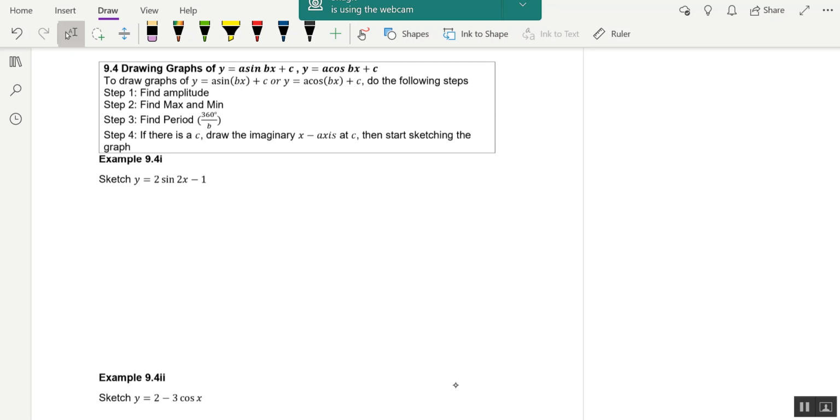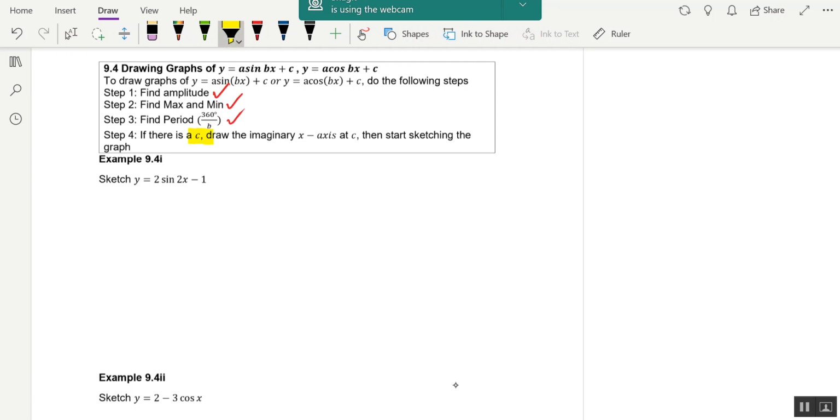Part of this trigonometry graph sketching lesson is on y equals a sine bx plus c or minus c, or cosine bx plus c or minus c. That means you have a constant behind. Actually, the first two parts, as long as you do it correctly, identify your a, identify your b, make sure you find your amplitude, maximum, minimum, period. We already covered step 1 to step 3. There's only the last part where you have a plus c and a negative c.